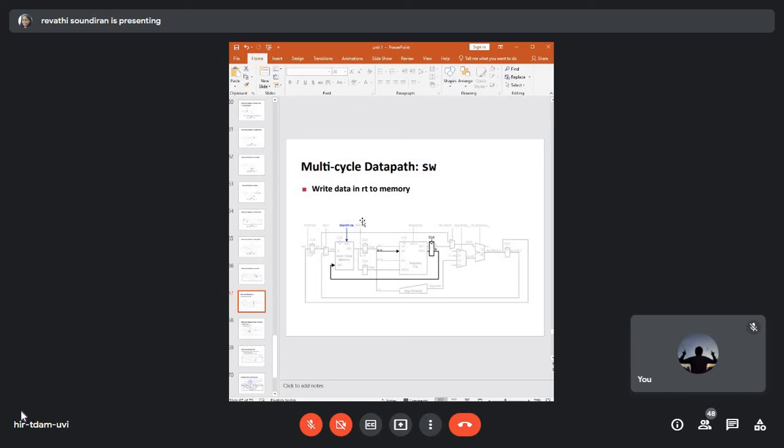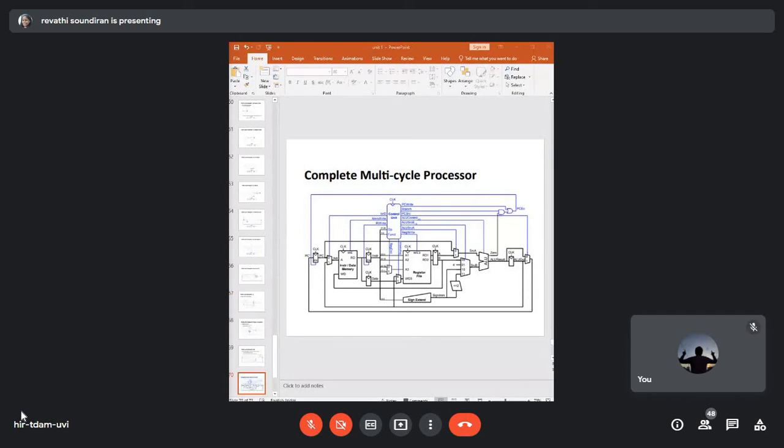So typically, when you understand this, similarly we have looked at the R-type instruction and the branching or jump instruction as well. So this is a complete multi-cycle process. The complete microarchitecture.